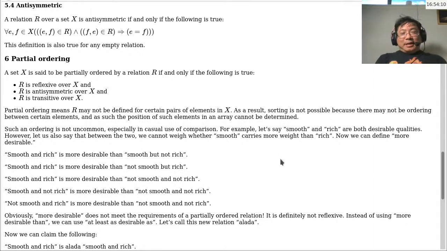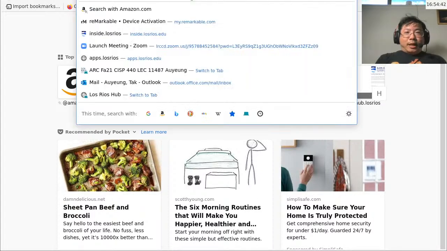Anyway, the idea is, the relation I want to define here is "at least as attractive as." Now I am not trying to propagate any social norm or anything like that. I'm just looking at this funny beer commercial and using it as an example for this class. I can give you guys the link to it. Let me look it up again.